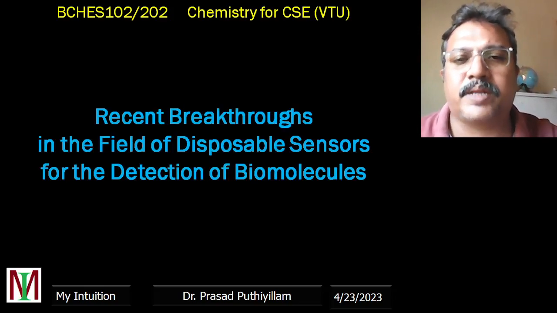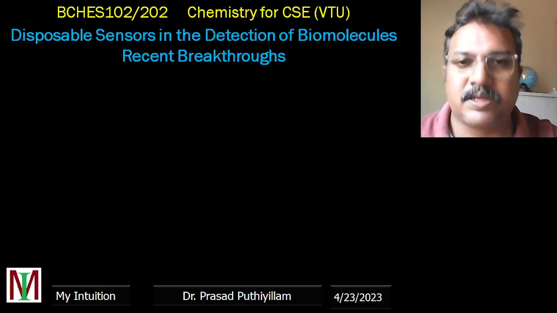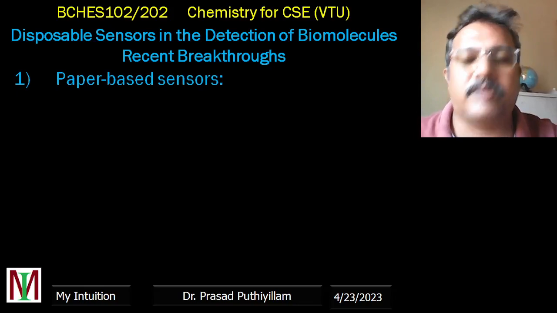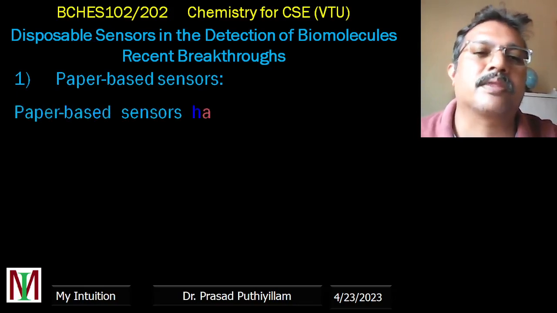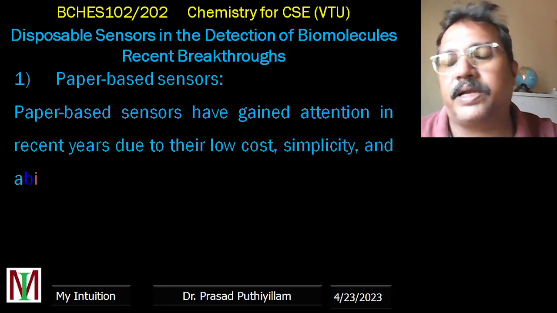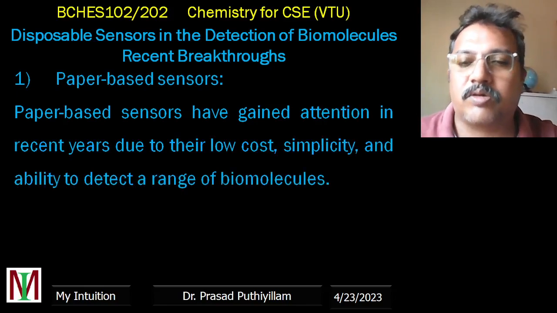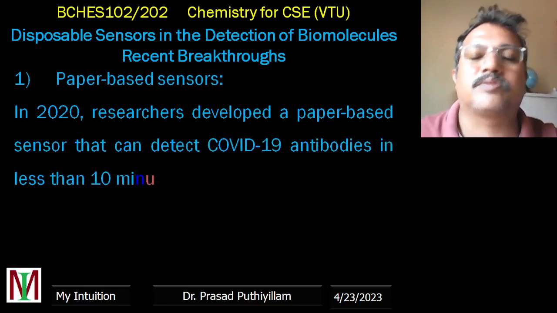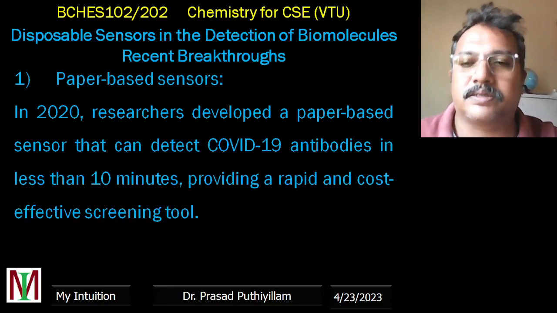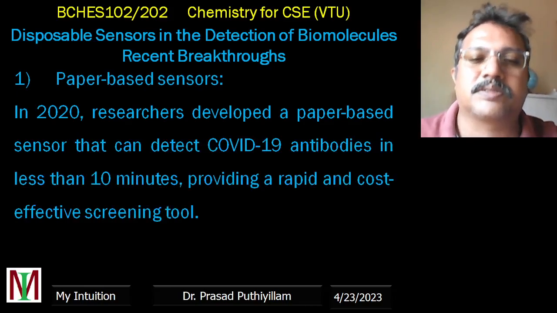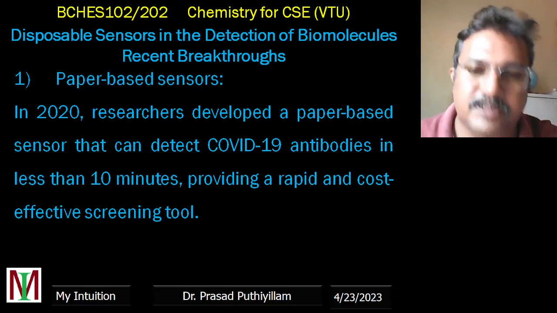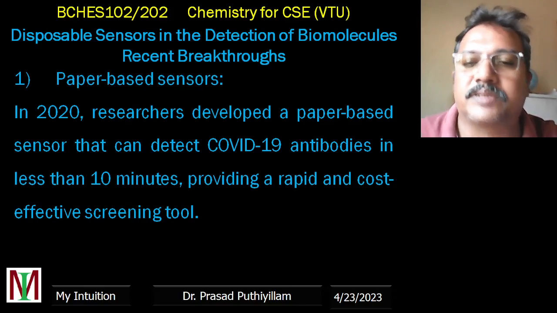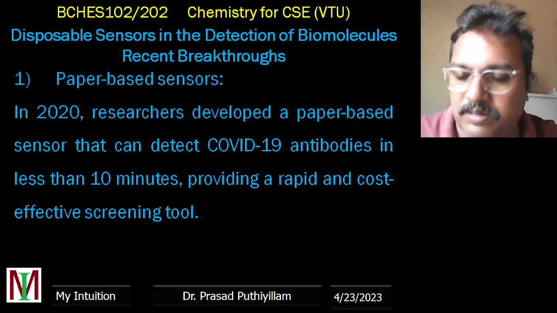Some of the recent breakthroughs in the field of disposable sensors. What is happening nowadays within the research field? We are developing paper-based sensors. Paper-based sensors have gained much attention due to their low cost, simplicity, and ease of handling. In 2020, during the COVID-19 season, paper-based sensors were developed and trial versions were done, and they give the result within 10 minutes. So that is a very rapid result.